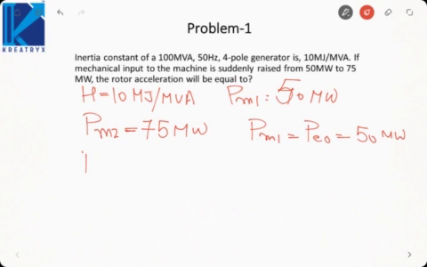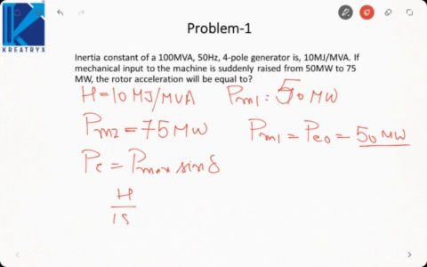Now PE is related as P max sine delta. Since PE depends entirely on delta, PE cannot change instantaneously. PE can only change as delta changes, which means it can change gradually. Now it is asking for the rotor acceleration, so I can assume that PE remains constant at 50 megawatt.